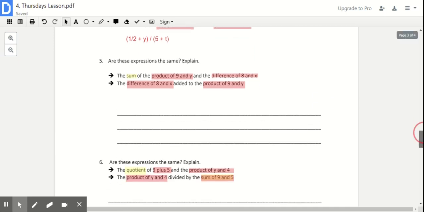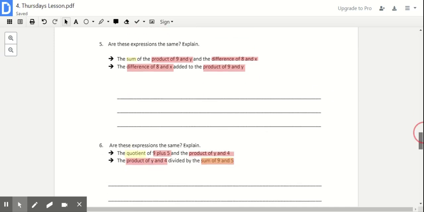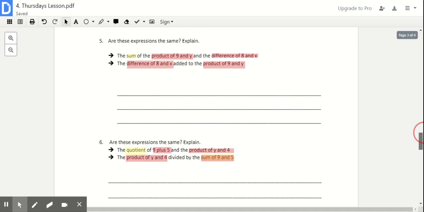All right, let's go through 5 and 6 together before you guys get into the exit ticket for today. So these are going through and saying, are these expressions the same? Explain. I went through the initial step of course, identifying my groups within each phrase. So if you didn't do that, go ahead and pause the video, make sure you're circling those groups, and then come back to this video.